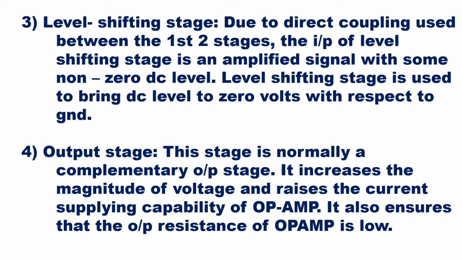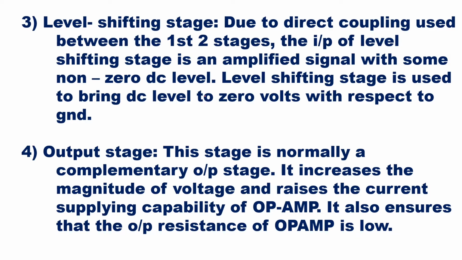Then the third block is called the level shifting stage. Due to the direct coupling used between the first two stages, the input of the level shifting stage is an amplified signal with some non-zero DC level. The level shifting stage is used to bring the DC level to 0 volt with respect to ground. This is a very important function. If any DC level has been introduced, it will be brought back to 0 volt with respect to ground. That is the work of the level shifting stage.